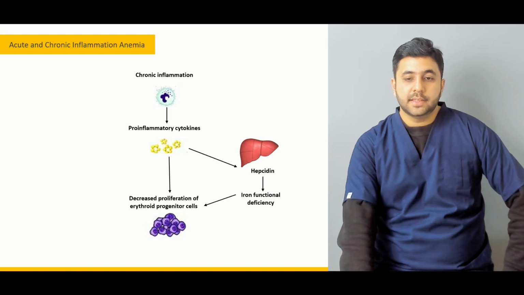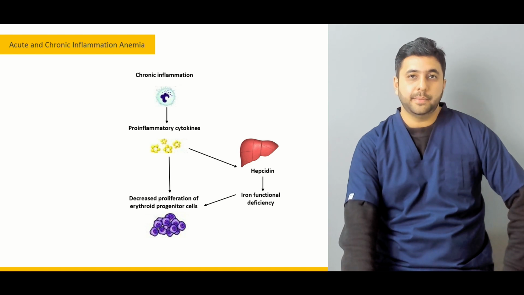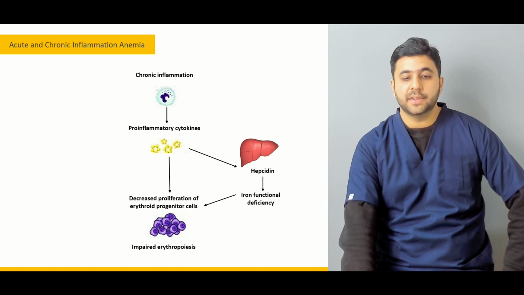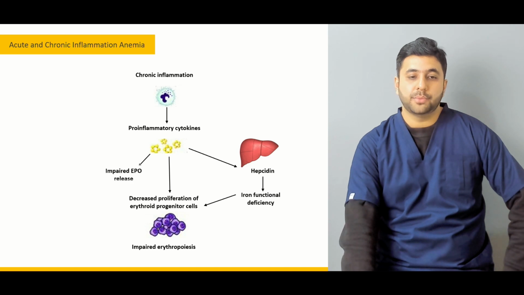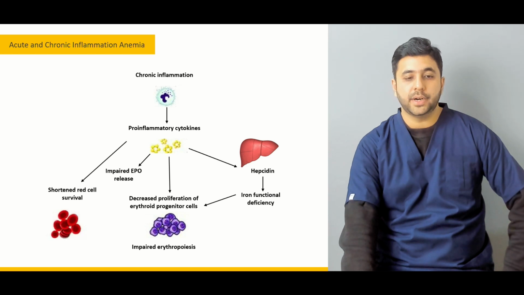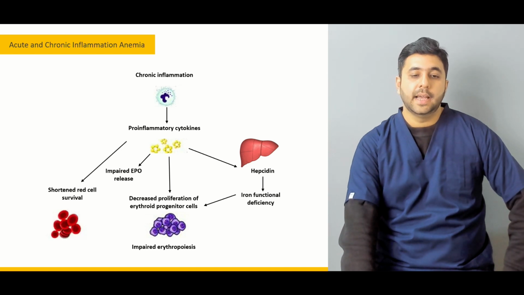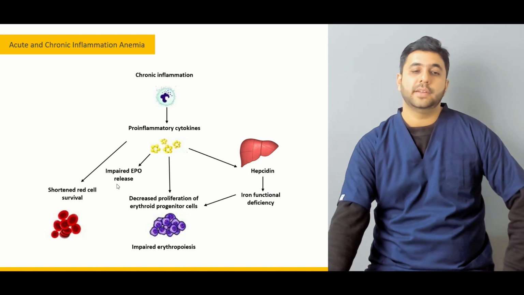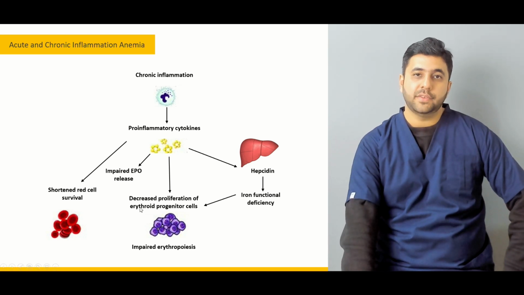Along with this increased hepcidin production, there is a decreased proliferation of erythrocyte progenitor cells by inflammatory cytokines like the interleukin 1s and TNF alpha. That also leads to impaired erythropoiesis. These inflammatory cytokines can also lead to impaired erythropoietin release at the level of the kidneys. As we know, the kidneys are the major organ that secrete erythropoietin, which stimulates the bone marrow. Also, over a long period of time, these inflammatory cytokines can lead to shortened RBC survival. So these are all the different mechanisms by which inflammatory conditions lead to a state of anemia.